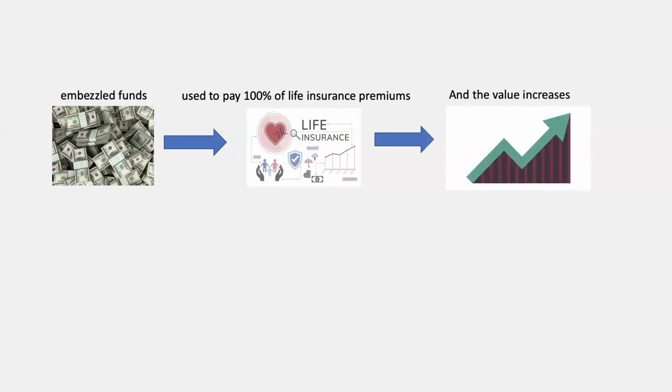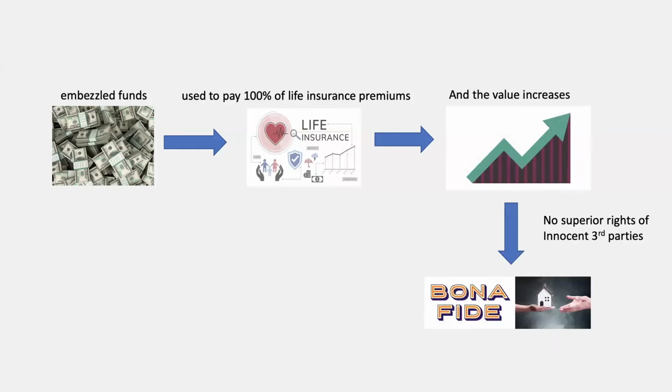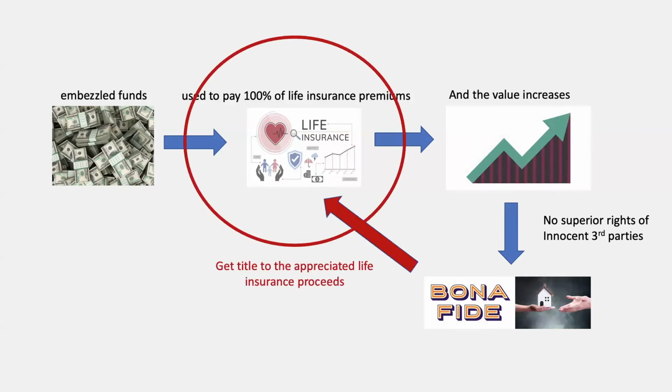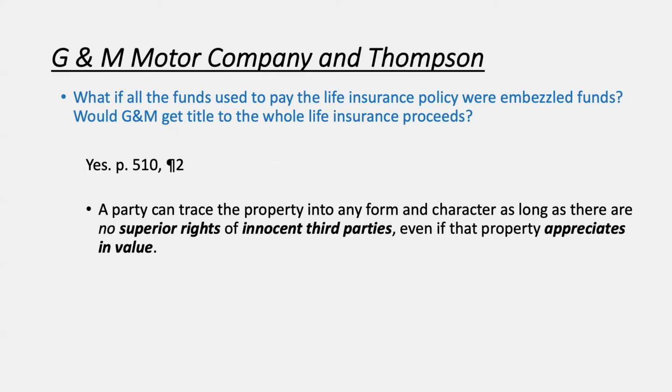Even if those premiums increase in value, right, by becoming life insurance proceeds, as long as there are no superior rights of any innocent third parties, then G&M is going to get title to the appreciated value of the life insurance premiums, which are now proceeds. Why is that the policy? Why is it fair that G&M, in this particular case, when there are no commingled funds, will get a windfall, which is a higher value than what was embezzled?